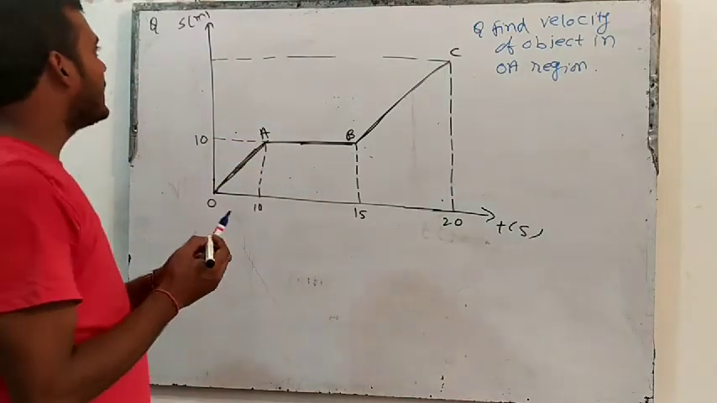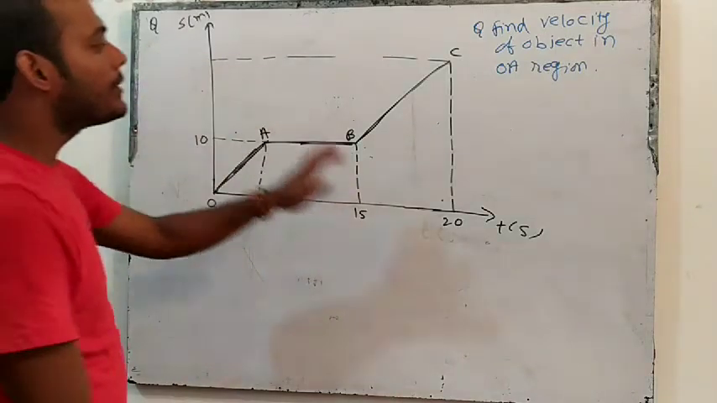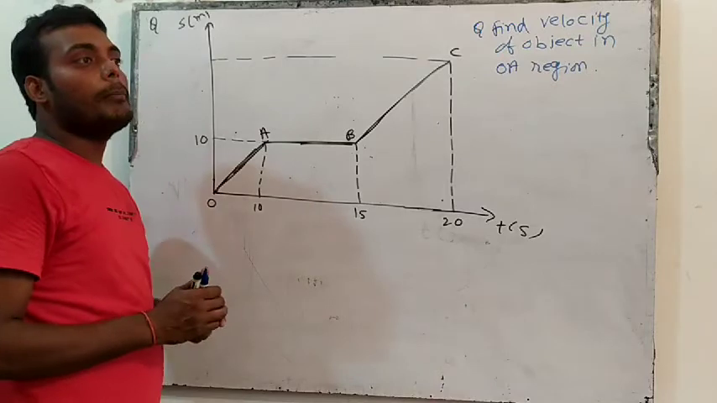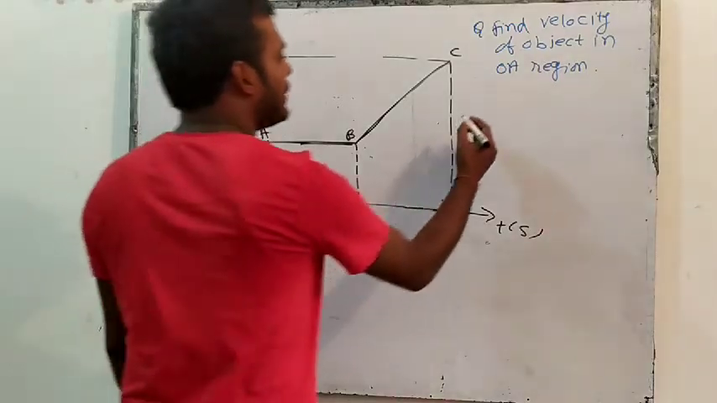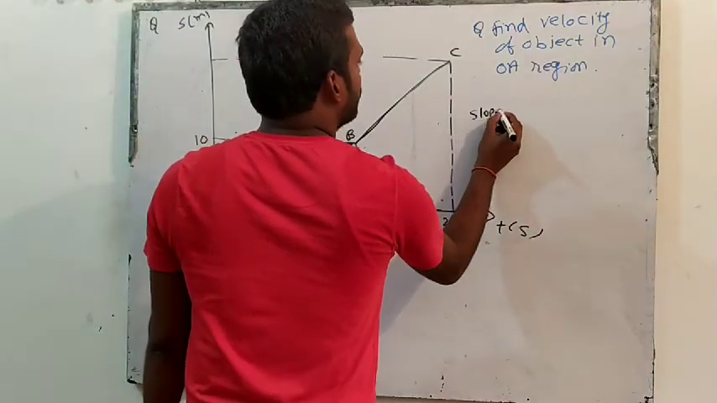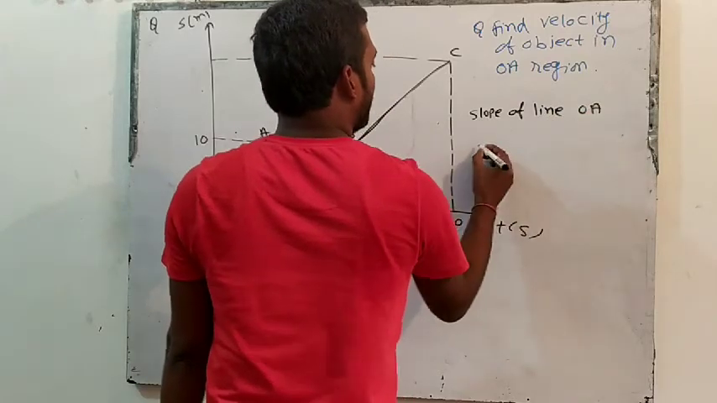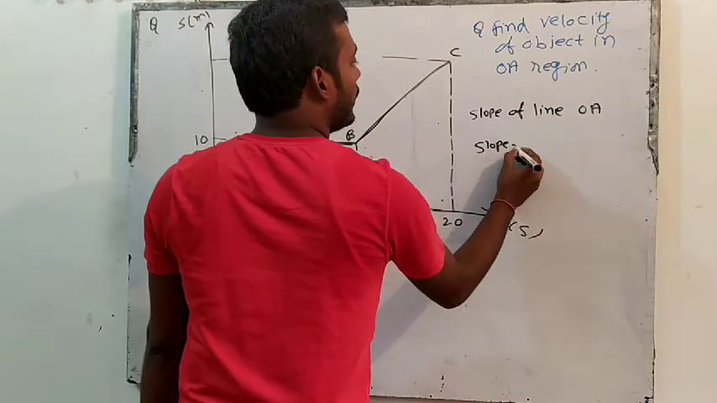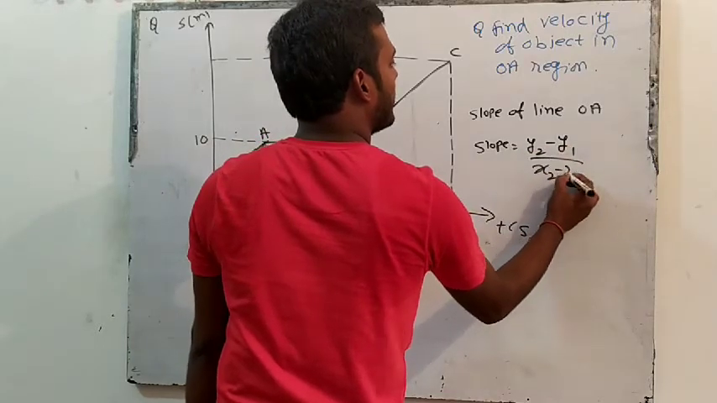So how will we find it? This is a displacement time graph, so the slope of the displacement time graph will give us information about velocity. So we will find the slope. How will we find the slope? See, slope of line OA. So slope is equal to what? y2 minus y1 divided by x2 minus x1.